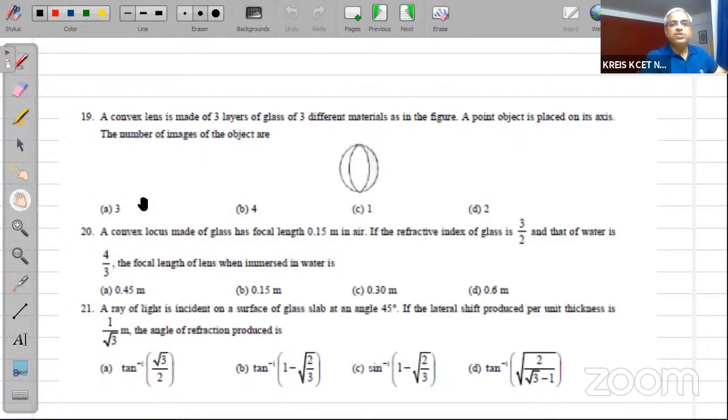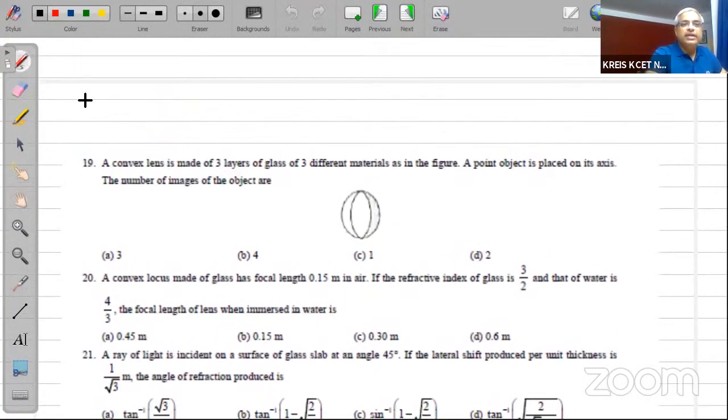Let's go to the next set of questions. Question number 19. A convex lens is made up of 3 layers of glass of 3 different materials. In the figure, a point object is placed on the axis, and the number of images of the object is to be found. The lens is made up of 3 layers of glass of different refractive index. Then what should be the answer to this?